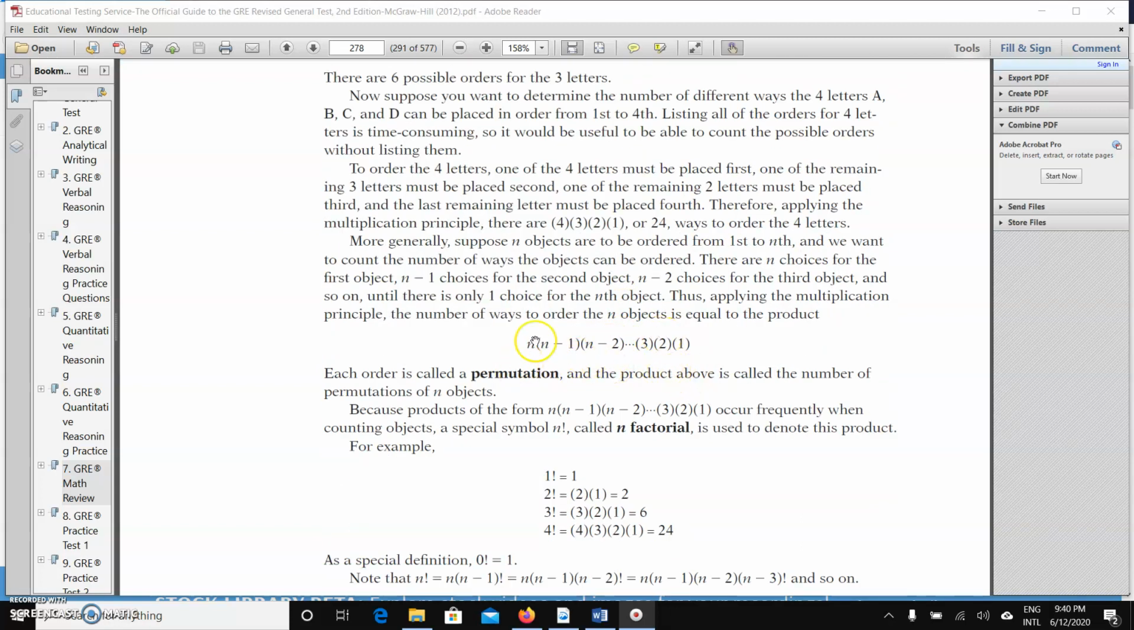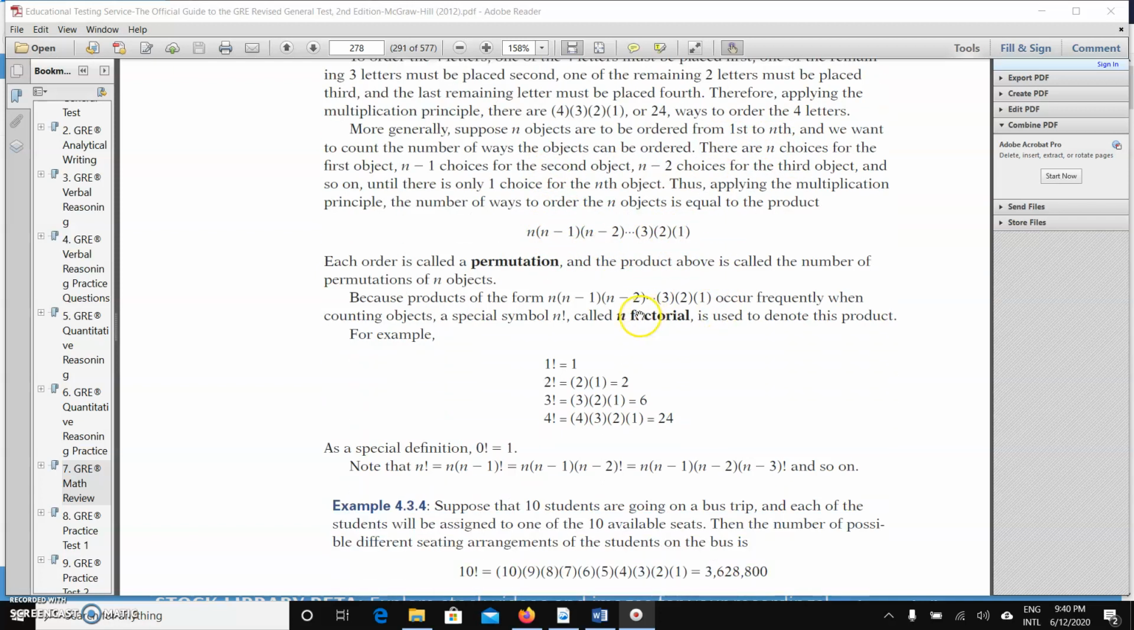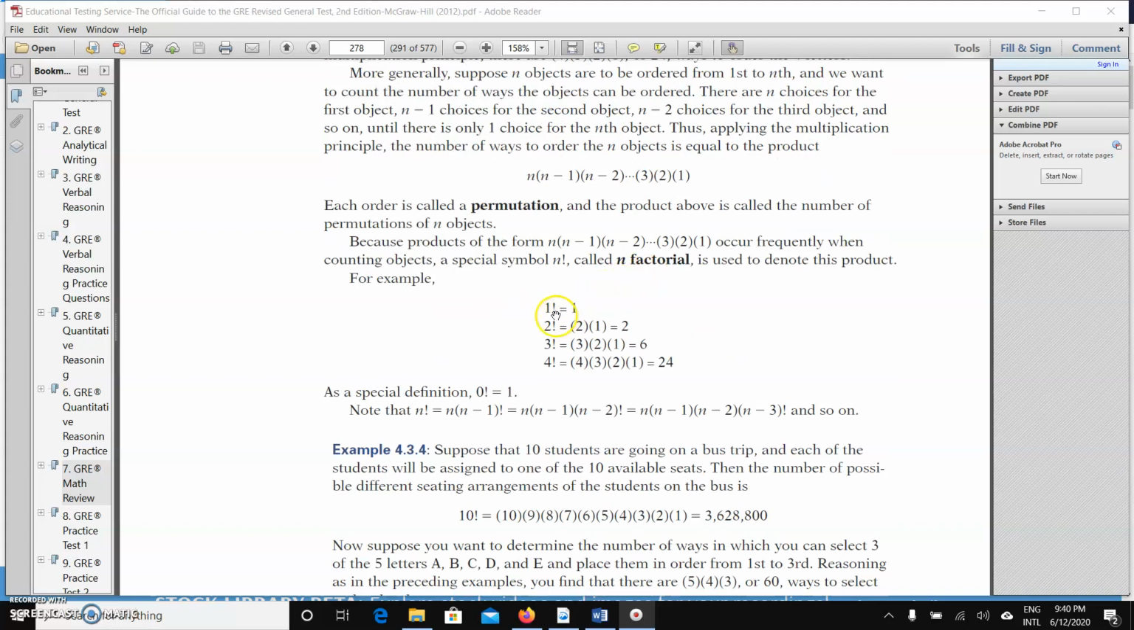You can use the formula n times n minus 1, n minus 2, n minus 3 like that, but you don't need to do that. Just make sure it's going down. So talking about the permutation now, this is an example of factorial.